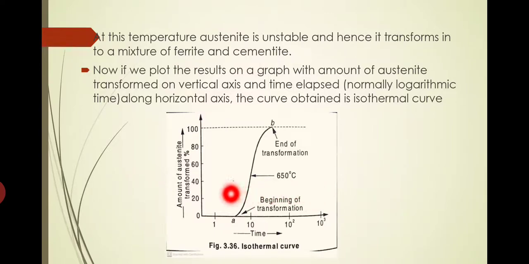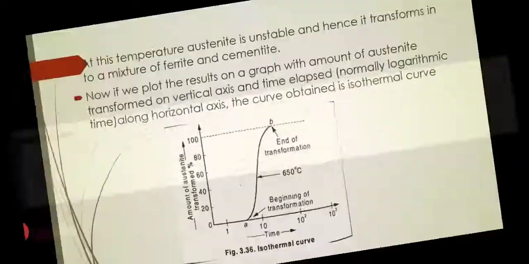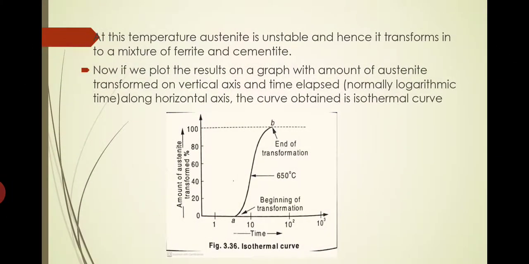So the time for that process to complete, or the transformation from austenite to ferrite plus cementite structure, is noted down each and every time. We will plot it as a graph, and you will get a graph shaped like this. It is something like an S shape, that's why it is also known as the S curve. The curve obtained is called the isothermal curve.